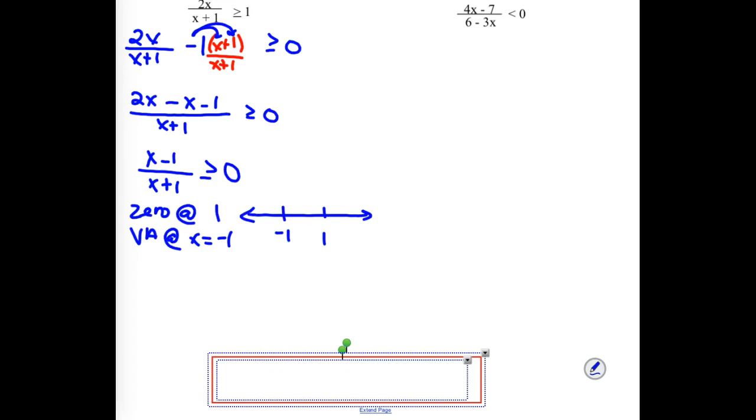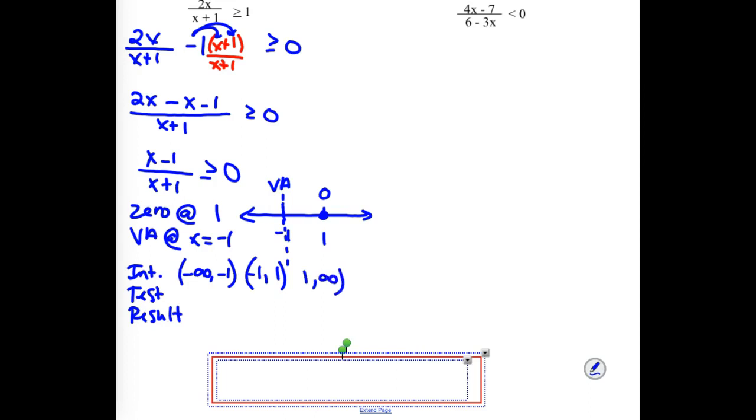All right, at +1, we're 0. At -1, we're undefined, right? That's that vertical asymptote. Okay. So think about your intervals. We need an interval to the left of -1, so -infinity to -1. We have the interval from -1 to +1, and we have the interval from 1 to infinity. Okay, we're going to test a point in each section.